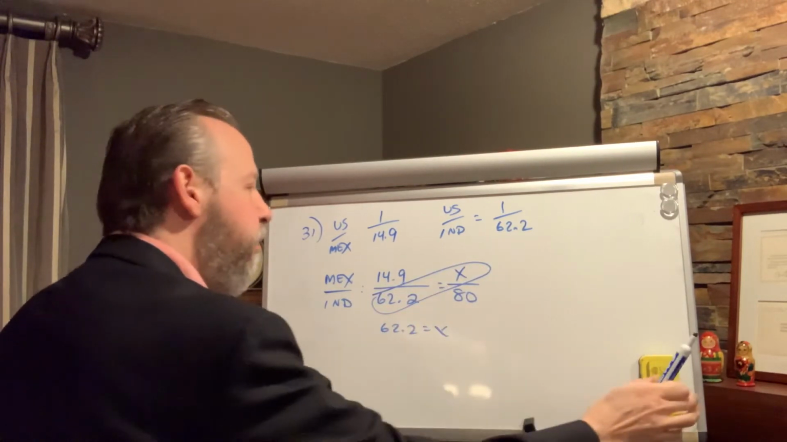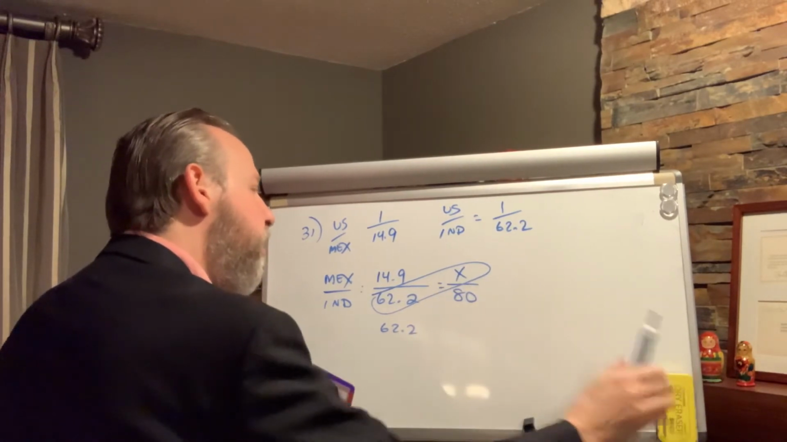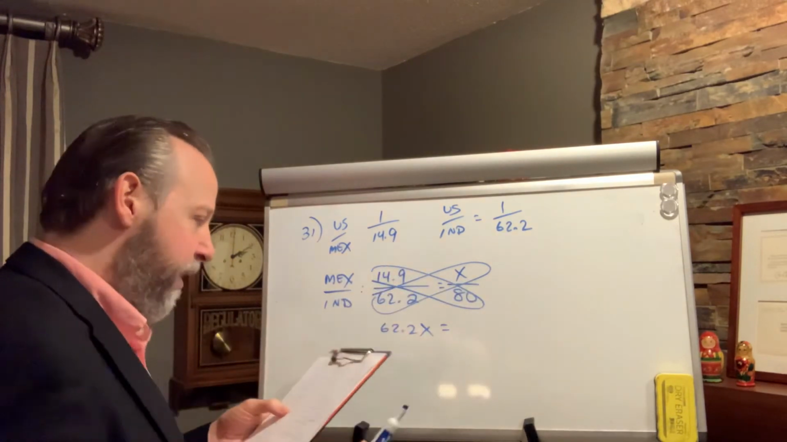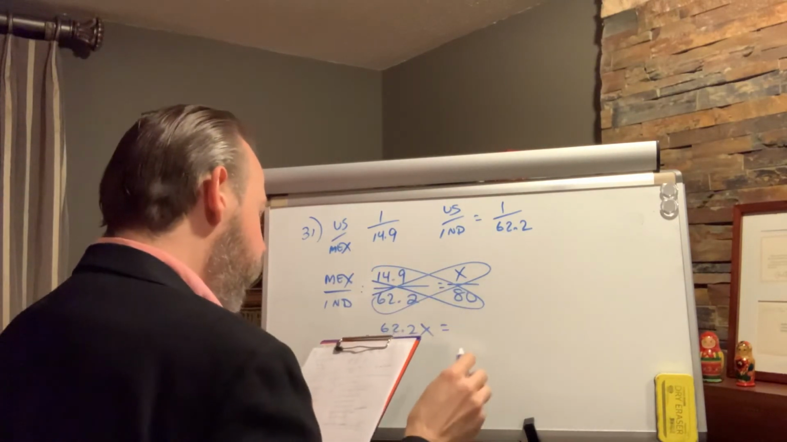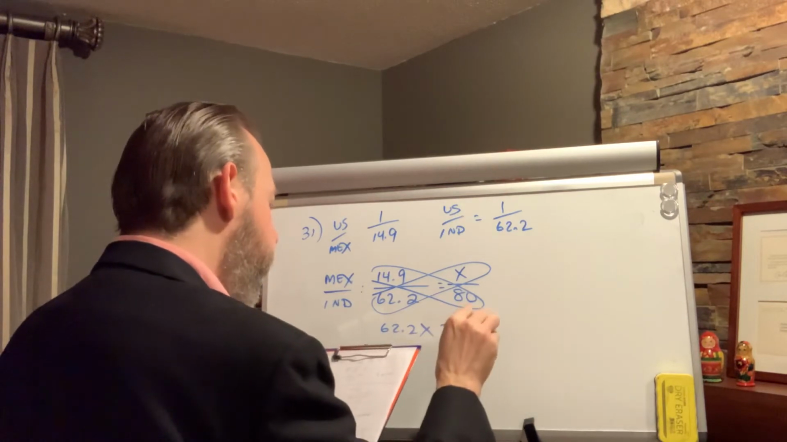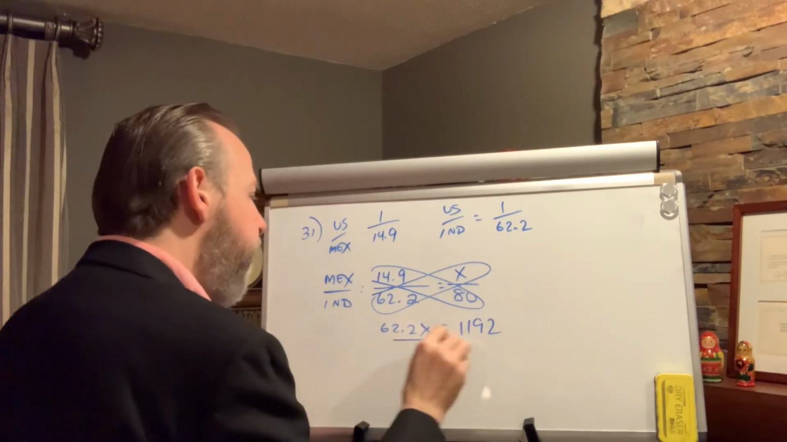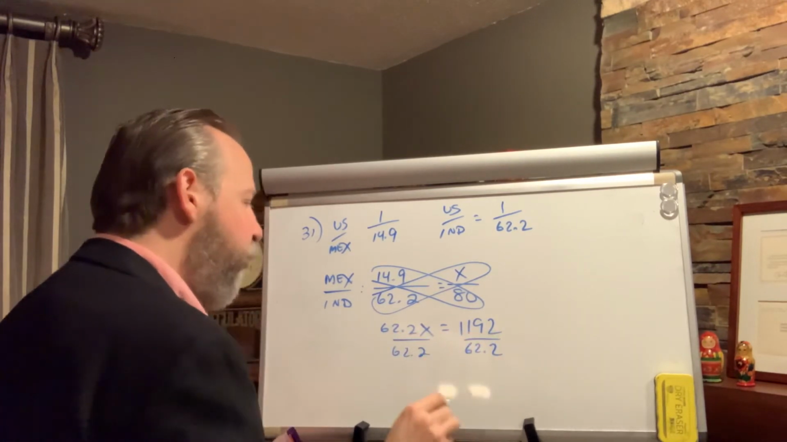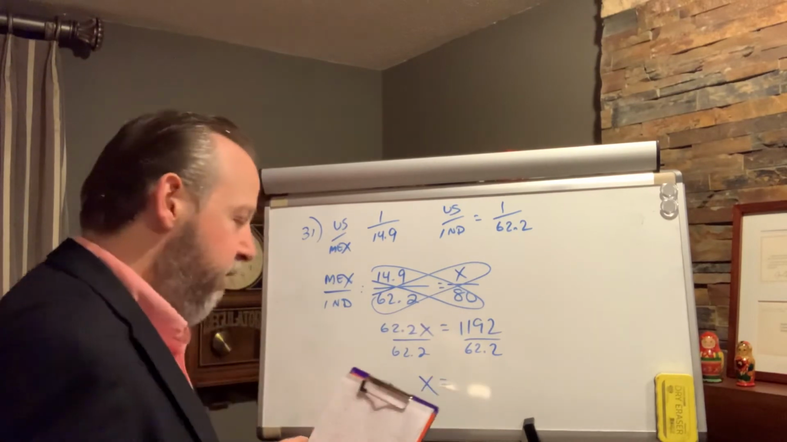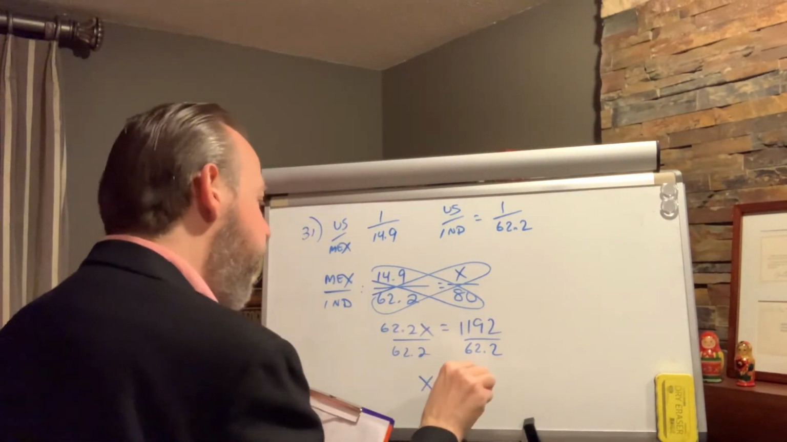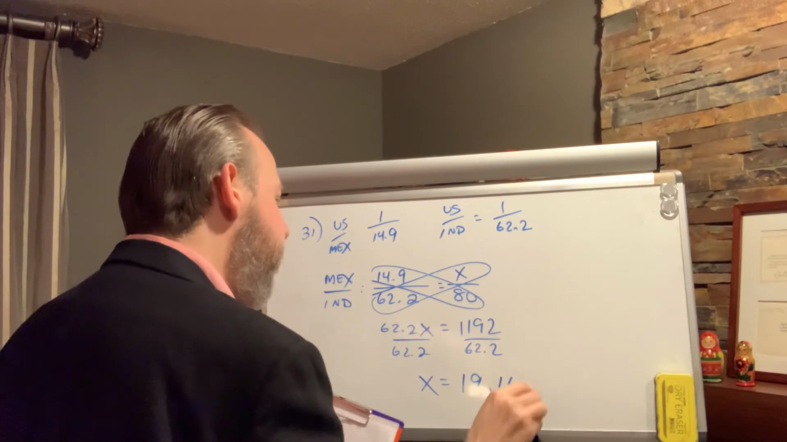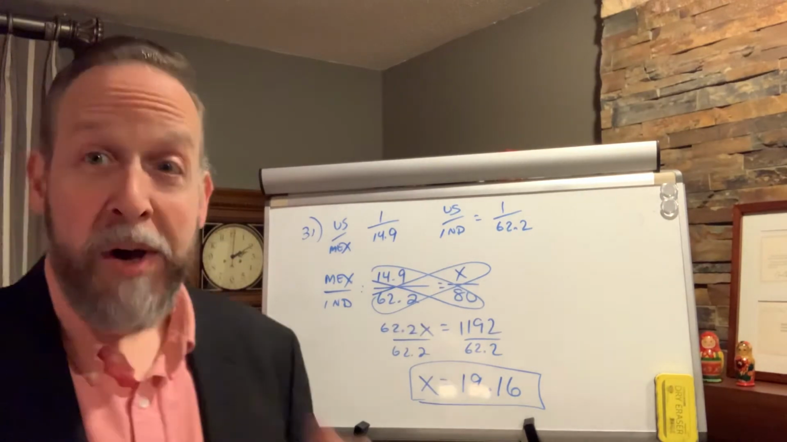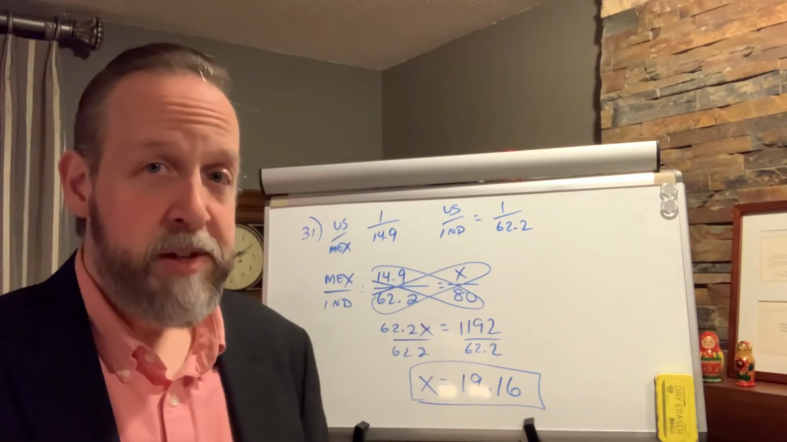62.2x equals 80 times 14.9. That's going to be 1,192. We're going to divide both sides by 62.2, and we're going to get our answer. It asks you to round it to the nearest hundredth. It is money, after all. And that's 19.16 pesos. So the answer, 19.16. That's it.